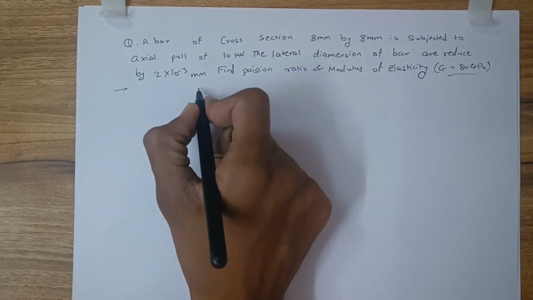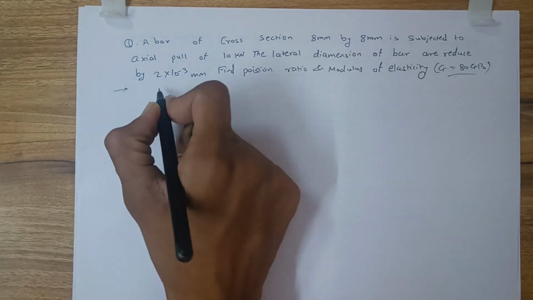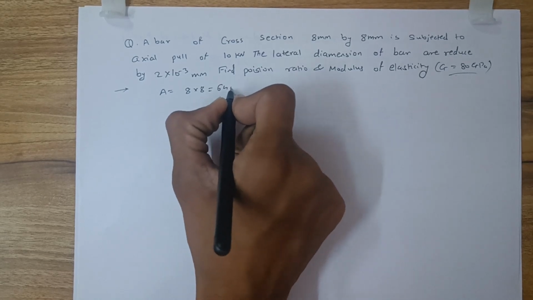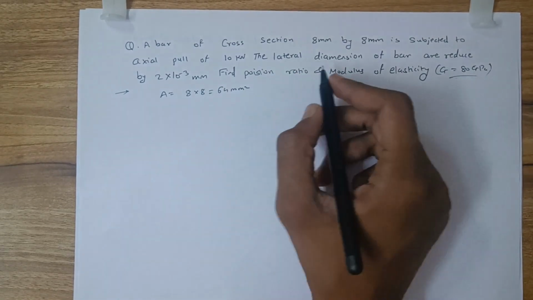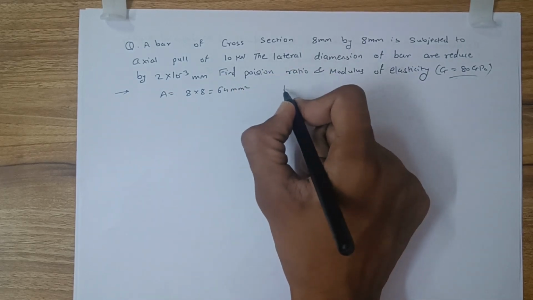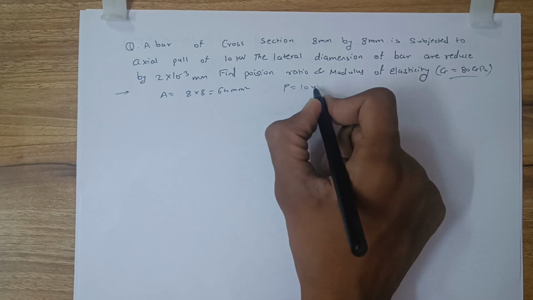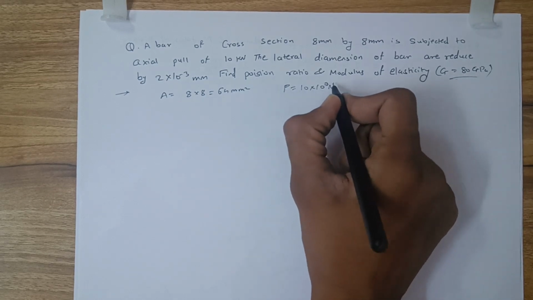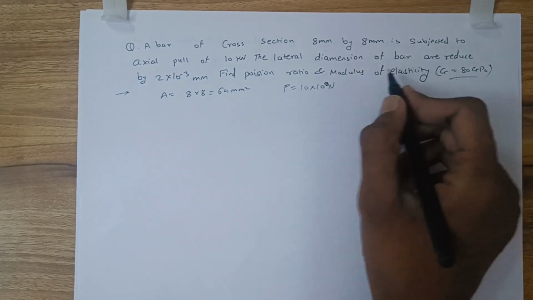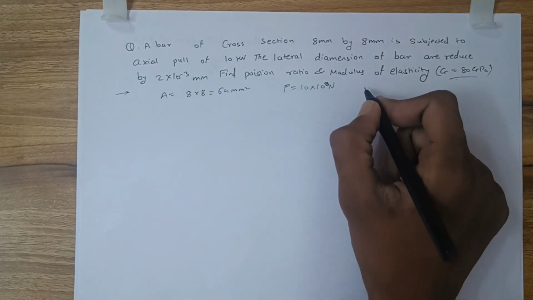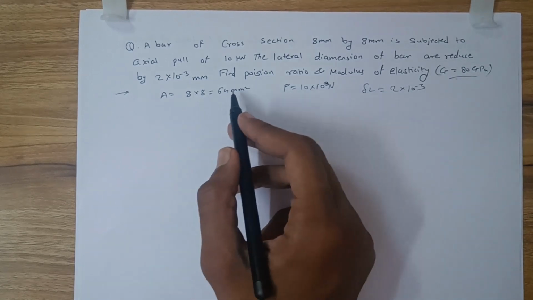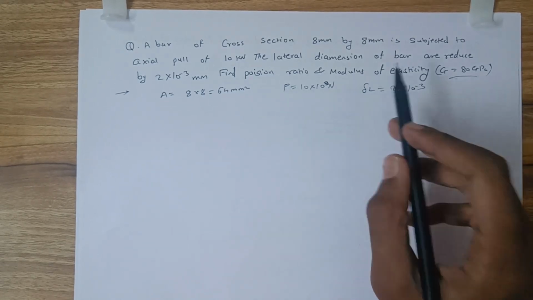Now write the given things first. The cross section area of this bar is 8 into 8, which is 64 mm square. It is subjected to an axial pull of 10 kilonewton, so P is equal to 10 into 10 raised to 3 Newton. The lateral dimension of the bar is reduced by 2 into 10 raised to minus 3, so delta L is equal to 2 into 10 raised to minus 3. Find the Poisson ratio and modulus of elasticity.